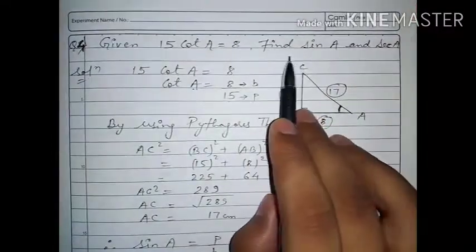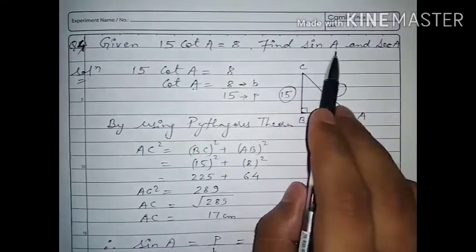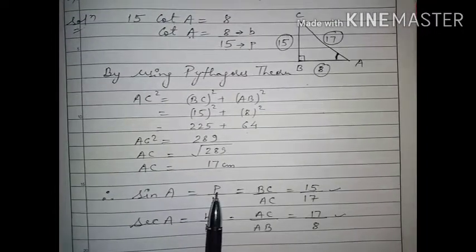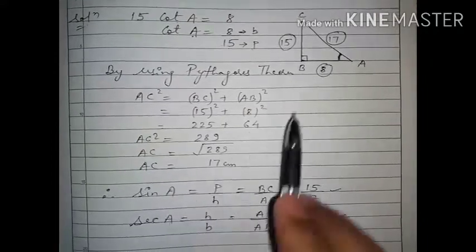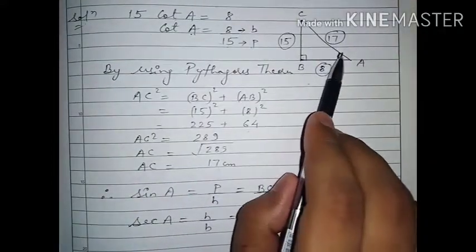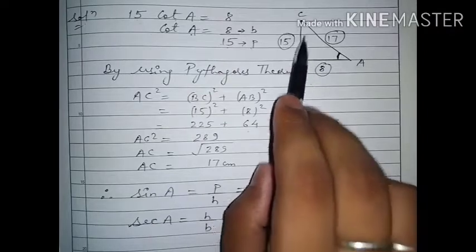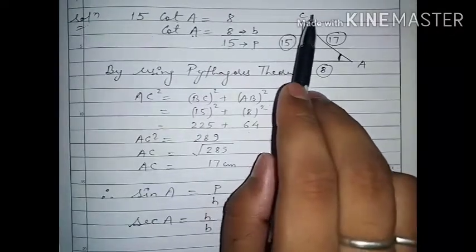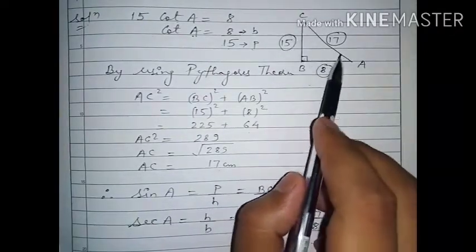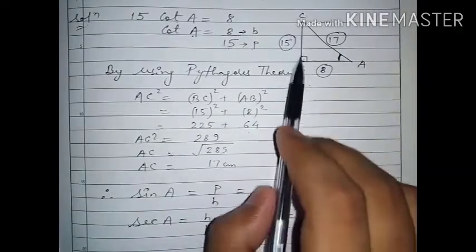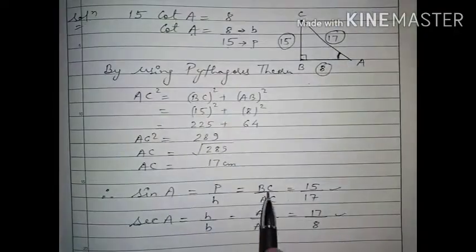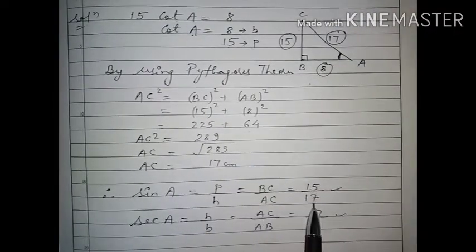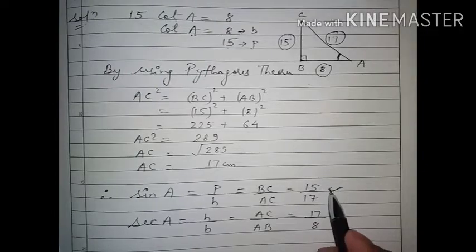And now we have to find sin A and sec A. Okay, see here, sin A is equal to, we all know sin theta is P by H. So with respect to this angle A, P is what? Opposite side of this angle. Perpendicular is always the opposite side of that given angle. Okay, so P is BC 15 and H is AC, that is 17. So I write it here, BC by AC, that is 15 by 17. So this is my answer.